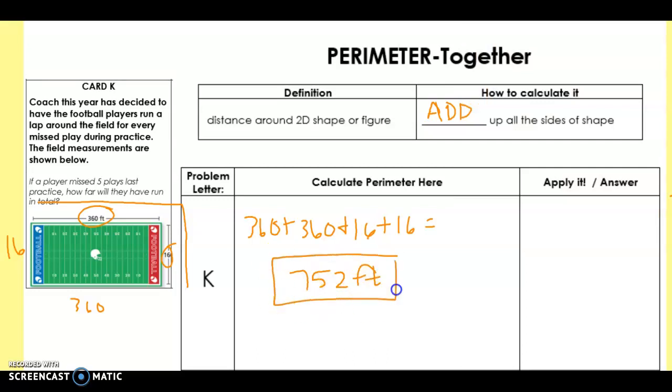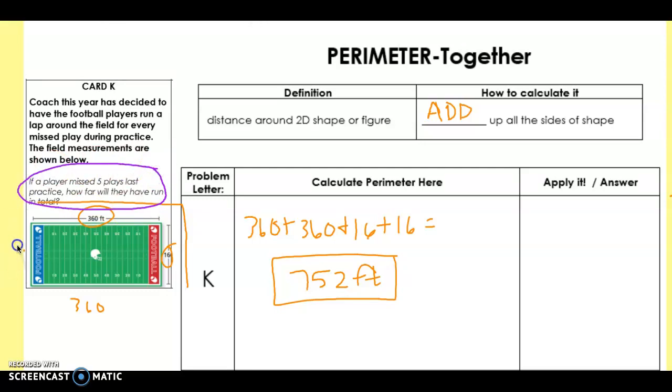Again, I would encourage you to use your measurements because it is very important. So 752 feet. So stop and think a minute. That is the distance around the football field. And it always helps to look at your answer and remind yourself what it actually represents. Then for the apply question, it's going to be the italicized question on your task card.